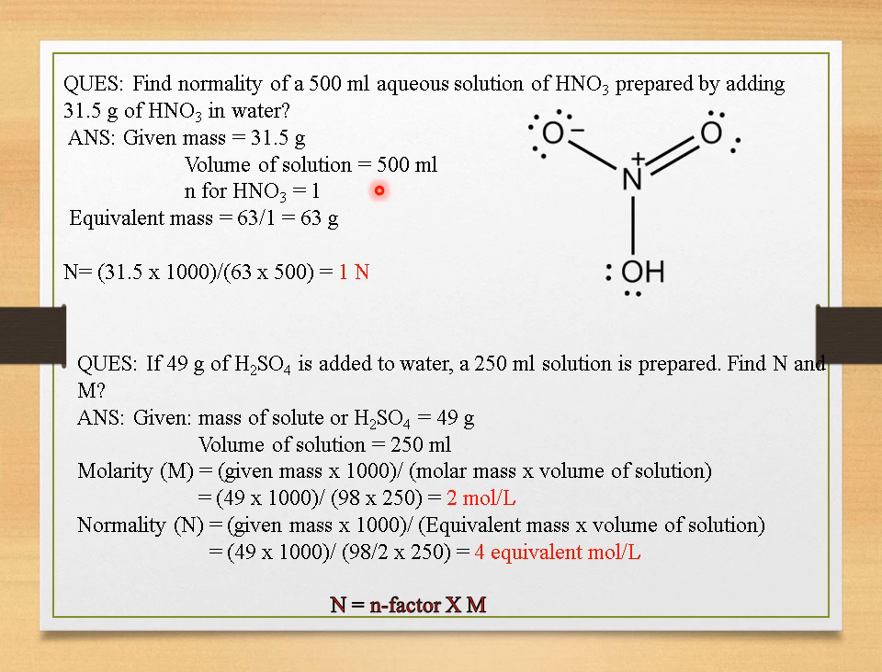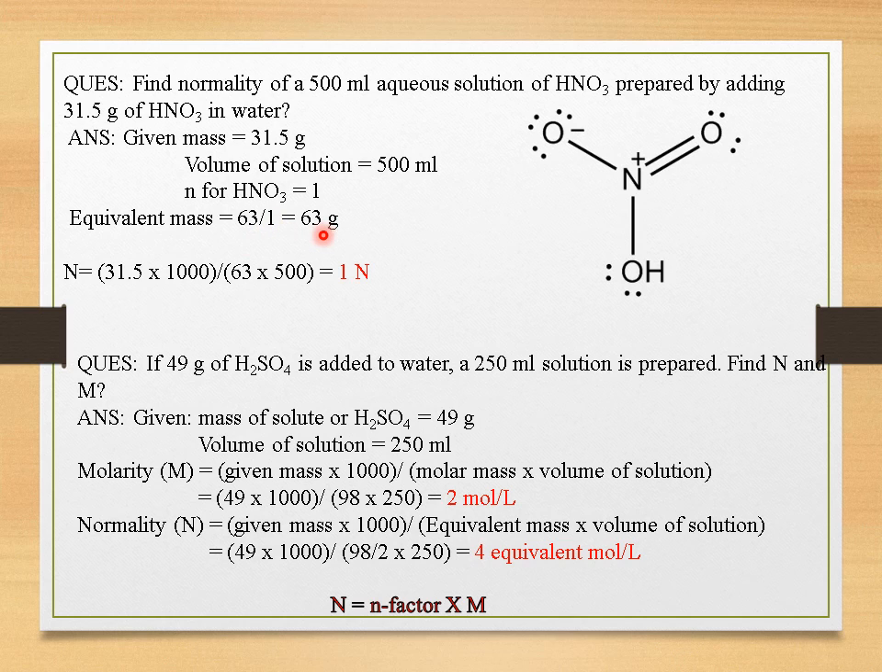The N factor for nitric acid, please remember, this is the structure of nitric acid, and you can see there is only one OH group which can replace its hydrogen. So the N factor for nitric acid is 1. My equivalent mass will be the molar mass of nitric acid, which is 63, divided by the N factor, which is 1, so it remains 63 grams.